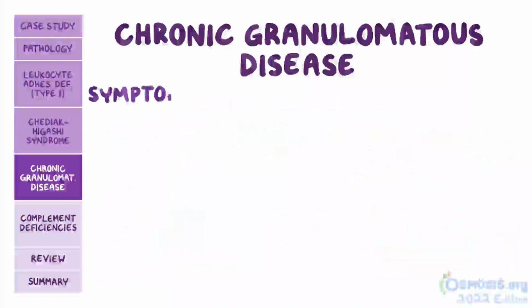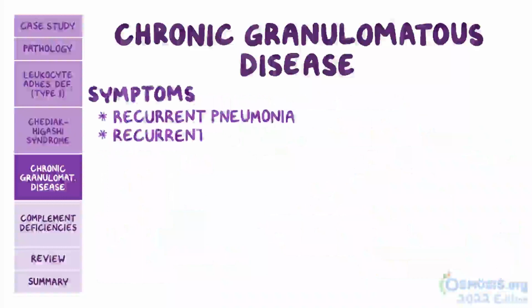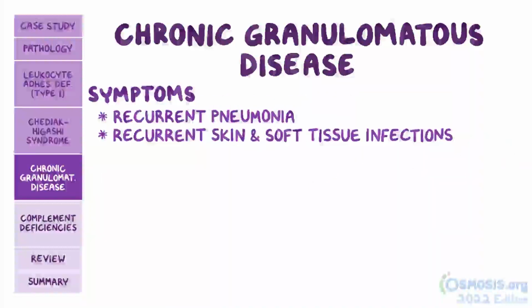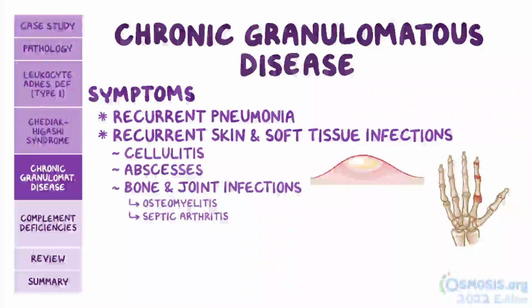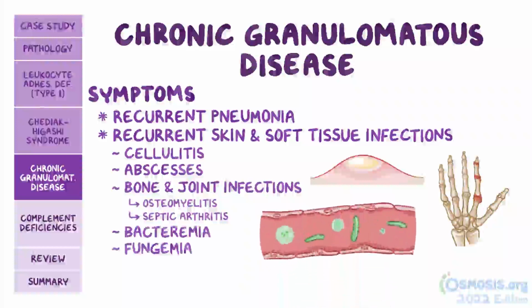In terms of symptoms, individuals can develop recurrent pneumonia or recurrent skin and soft tissue infections like cellulitis and abscesses, as well as bone and joint infections like osteomyelitis and septic arthritis. It's also common to see bacteremia or fungemia, which is when the pathogens that don't get killed find their way into the bloodstream.